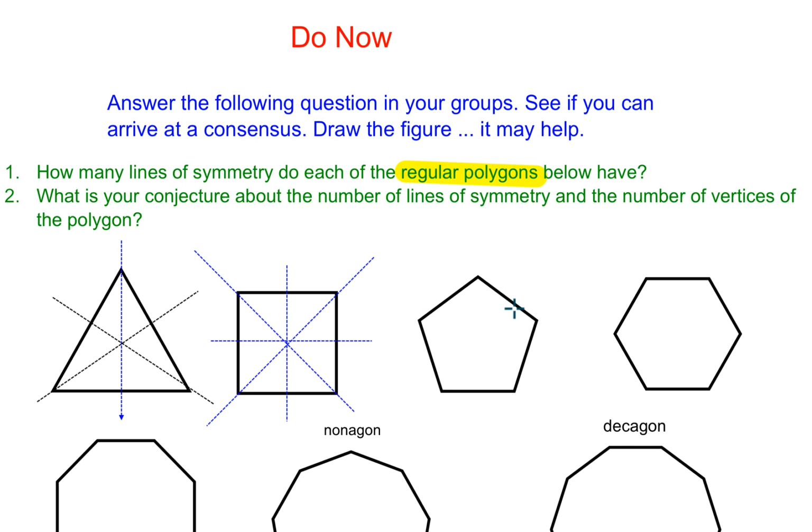How about this regular pentagon? So let's see. I've got first this vertical line of symmetry, and then I have this diagonal line of symmetry, and you will notice that I can actually draw a line of symmetry through each of the vertices.